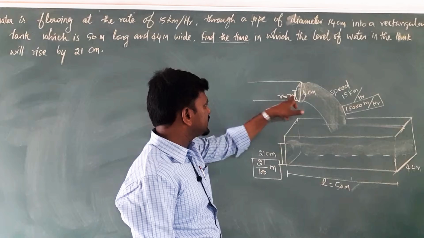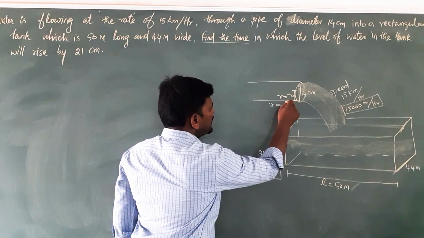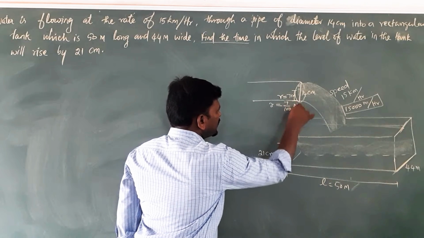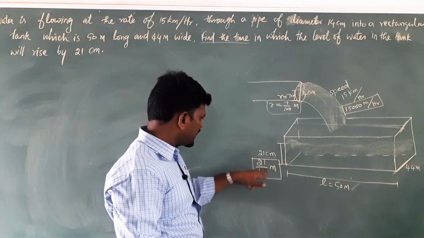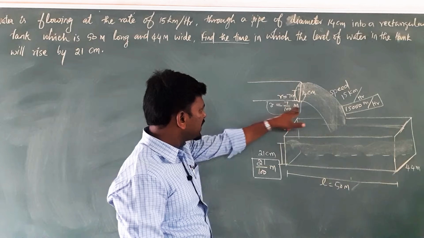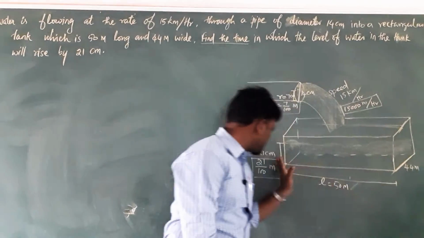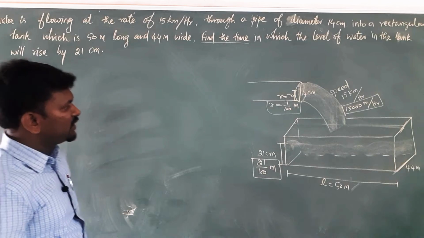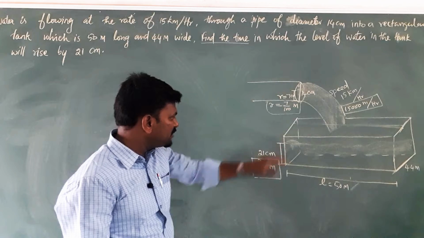Then here radius is 7 centimeter. Therefore, radius is equal to 7 centimeter can be written as 7 by 100 meter. So, here 21 centimeter, 21 by 100 meter, 7 centimeter, 7 by 100 meter. So, all the units are meter, meter, meter, meter, and now all the units are same. Now, we have to find the time to rise the water level 21 centimeter.